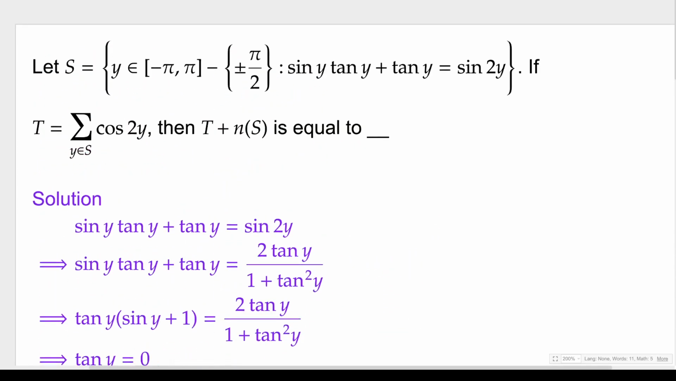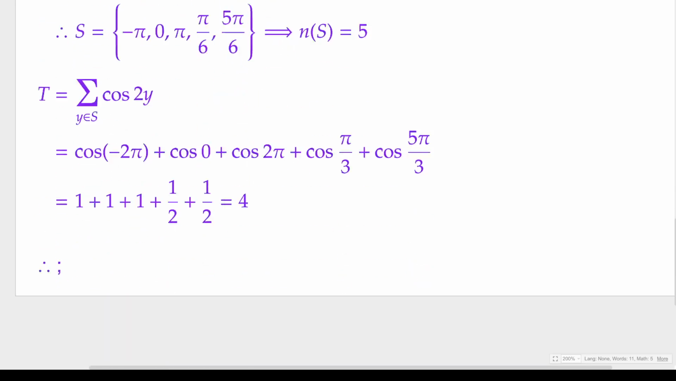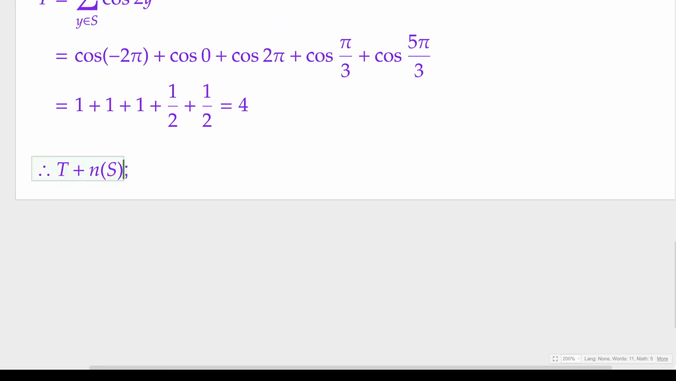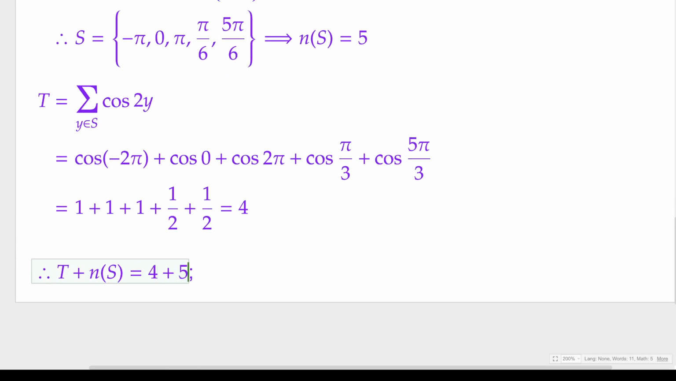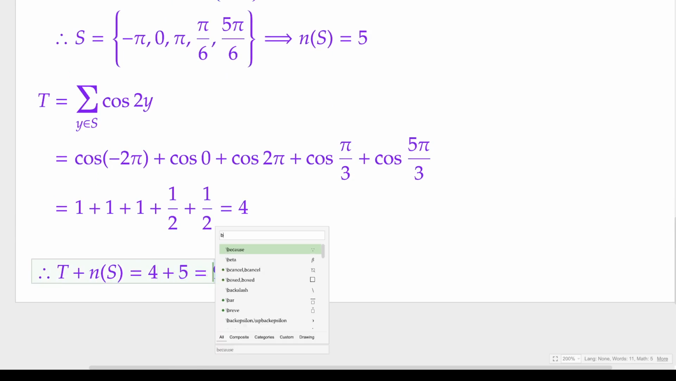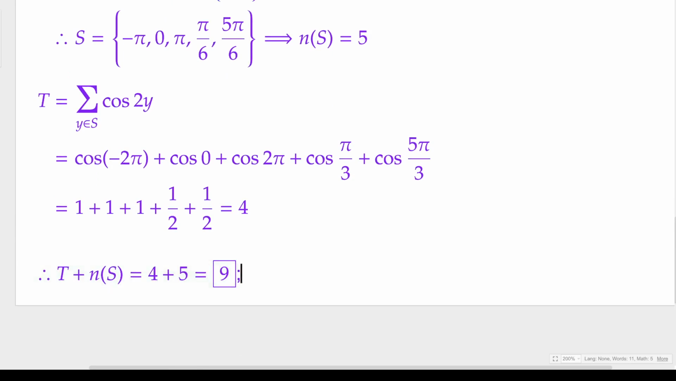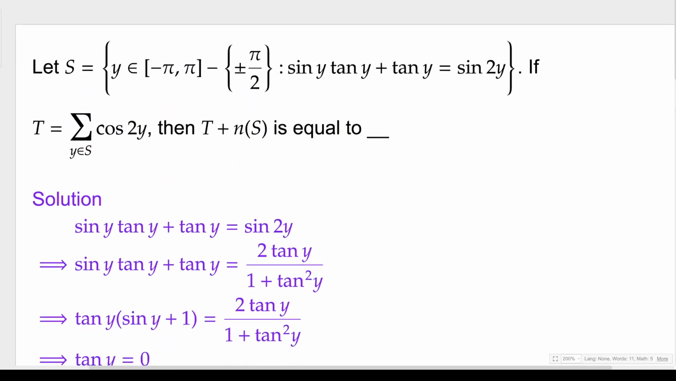So here this is the expression that was demanded. Let me just replicate this. The value of t we got is 4 and the value of s that we got is 5. So therefore 9 is the answer for this problem statement.